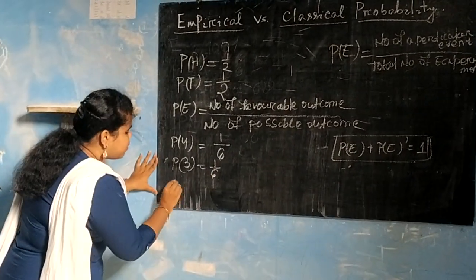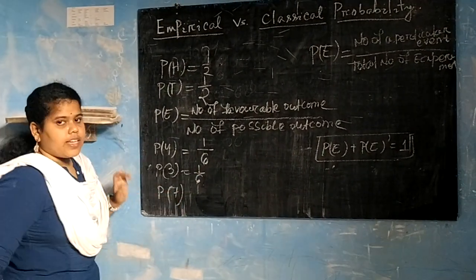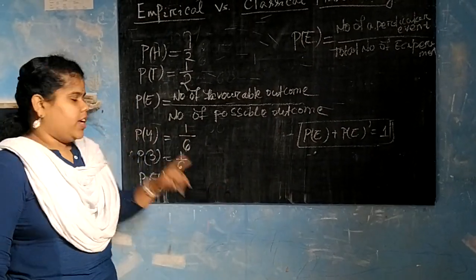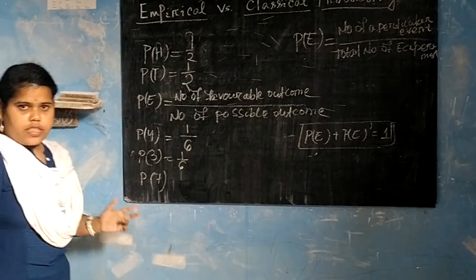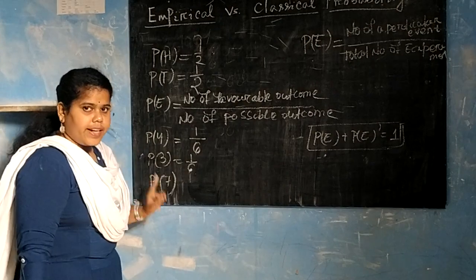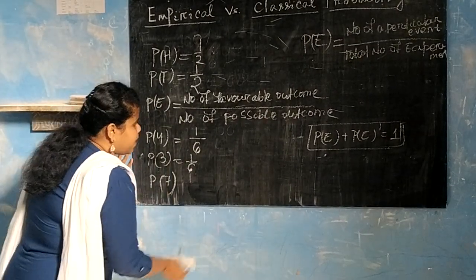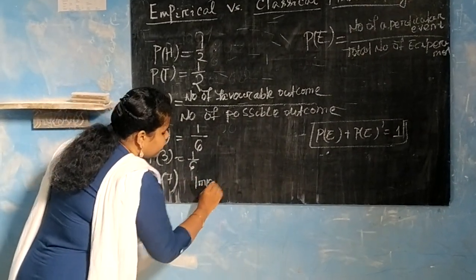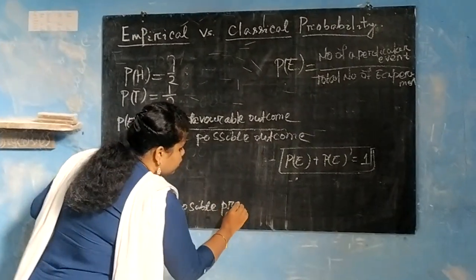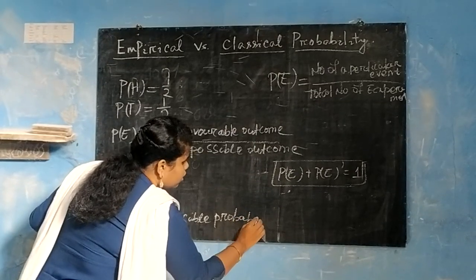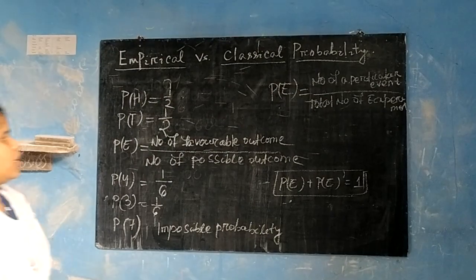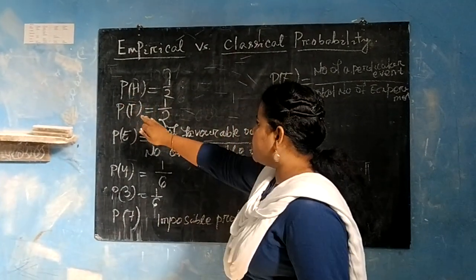Okay. But what is the probability of getting 7? Is it possible? You know that in a dice there is no 7. So we cannot obtain 7 when we throw a dice. So here the probability of getting 7 is impossible. This type of probability is known as impossible probability.